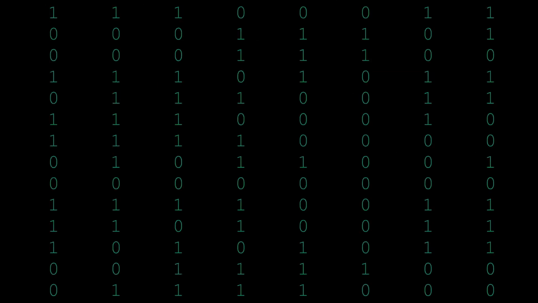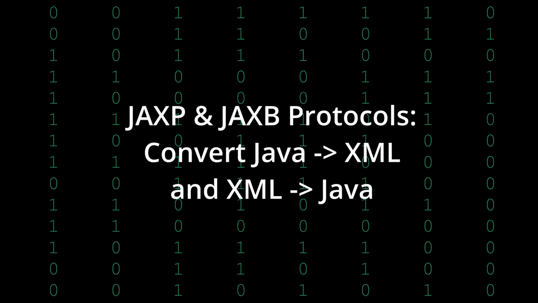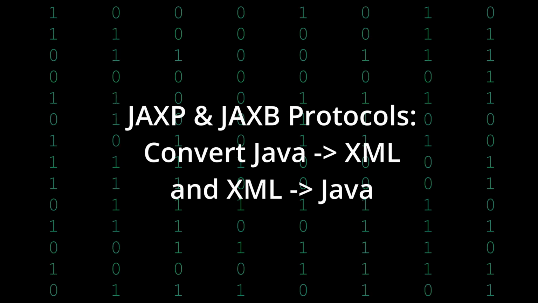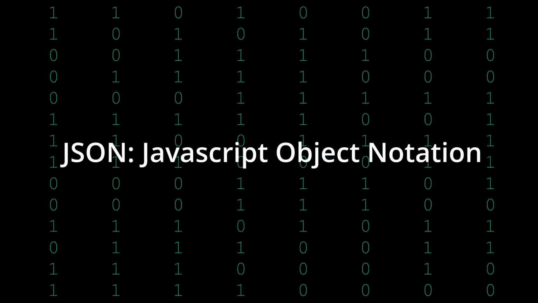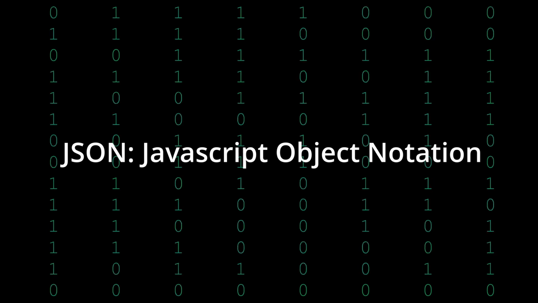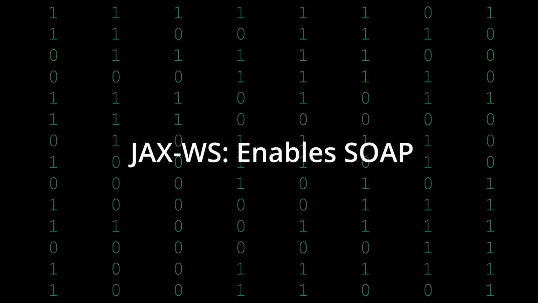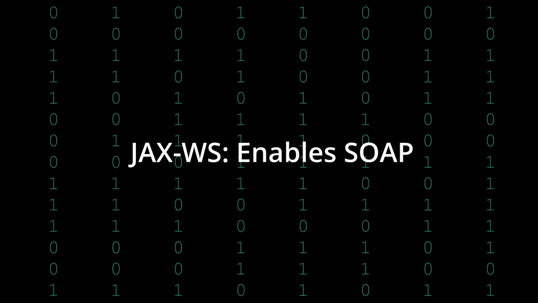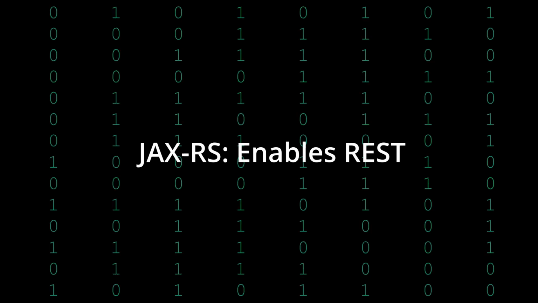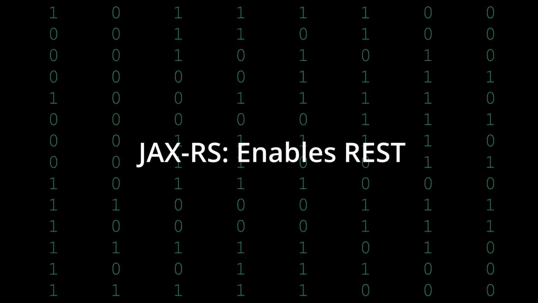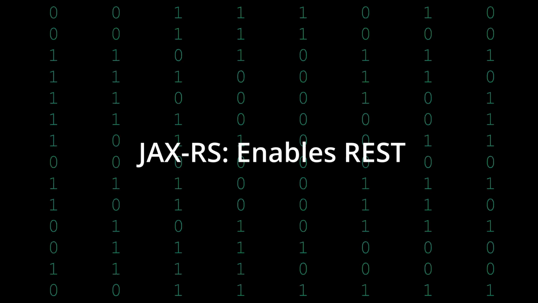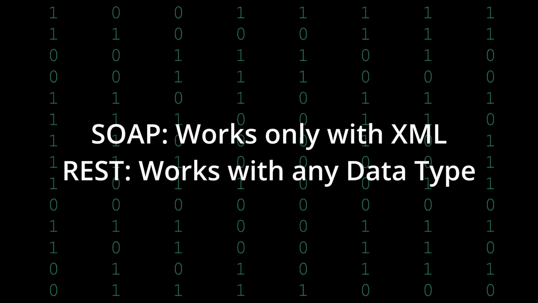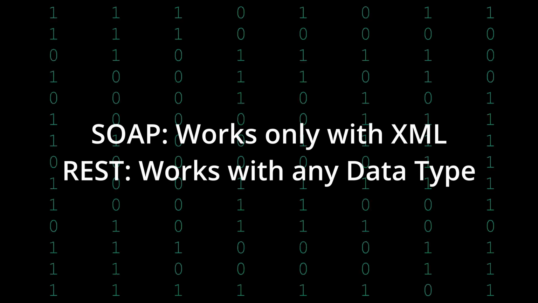The JAXB and JAXP APIs allow Java objects to be converted into XML for corporate use, or from XML back into Java. And the same thing also works with JSON, which is JavaScript Object Notation. The JAX-WS API can be used to enable SOAP service implementation and define specific types of interfaces and methods. And the JAX-RS API uses REST API and can be used to leverage HTTP transport and operations available in HTTP. SOAP only works with XML, while REST works with all types of data.